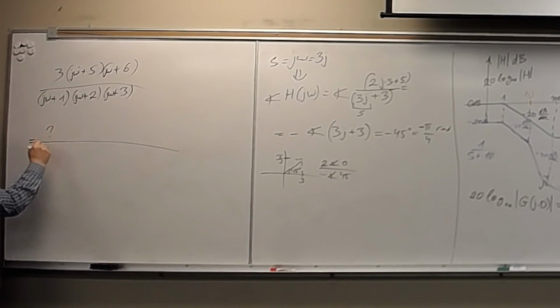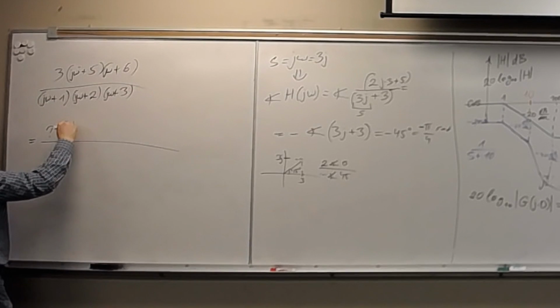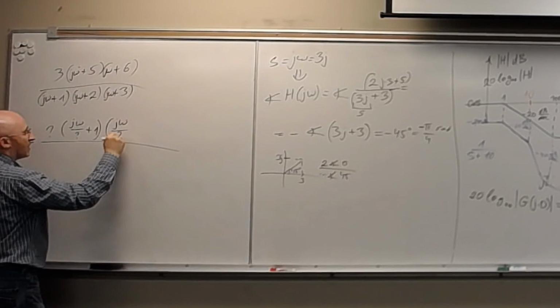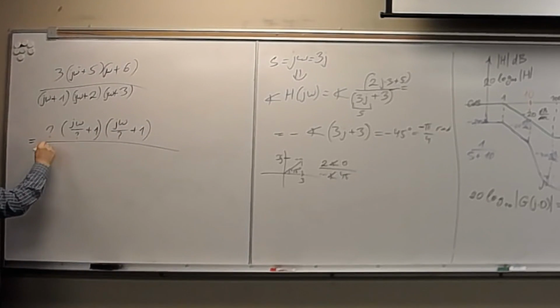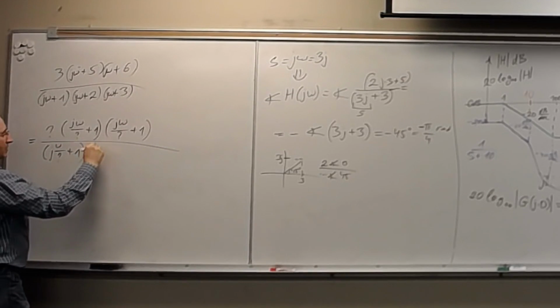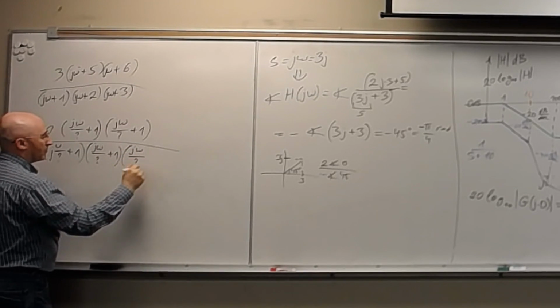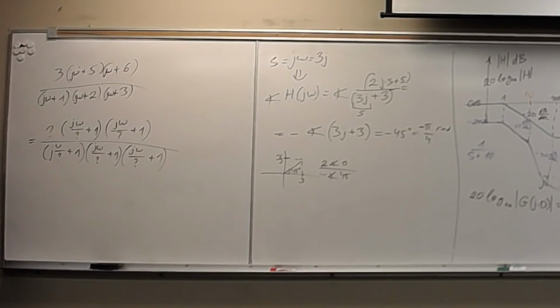to something times j omega divided by something plus 1, divided by j omega divided by something plus 1, and the same thing here. Because this is what I want. Now, how do I find that something each time, and what is the procedure? Because I want to isolate each one of those and pose them separately, and then add them together.